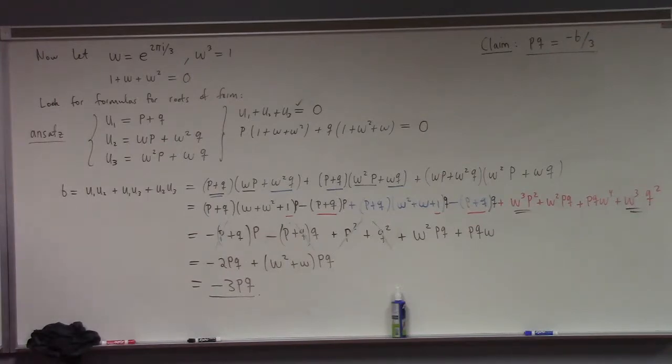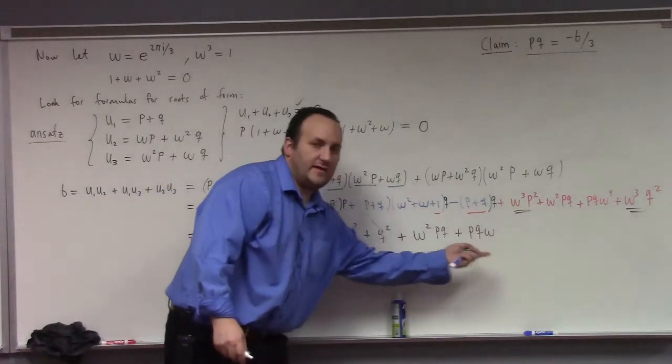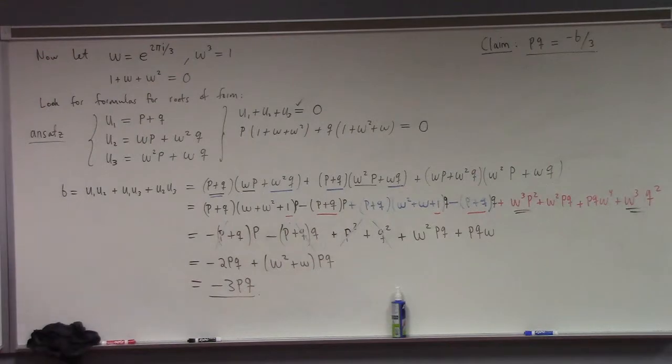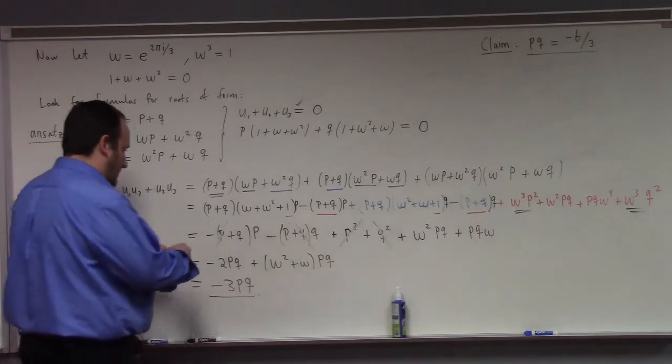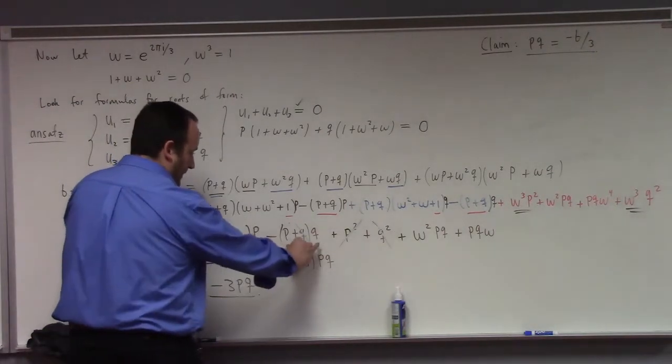See, because we can trade omega squared plus omega for a minus 1 to get the last one. Where did the minus 2 come from? This and that.